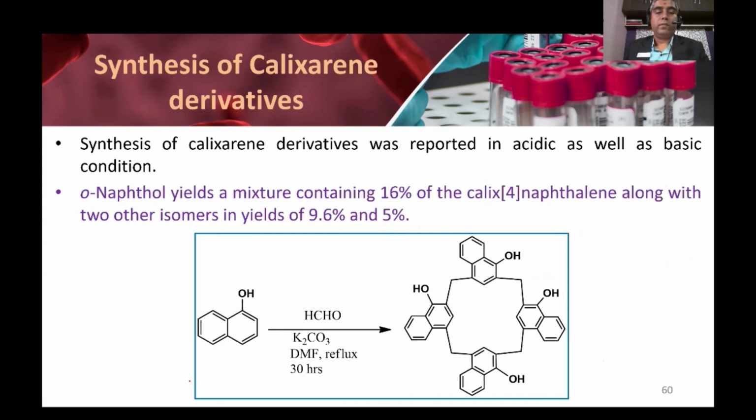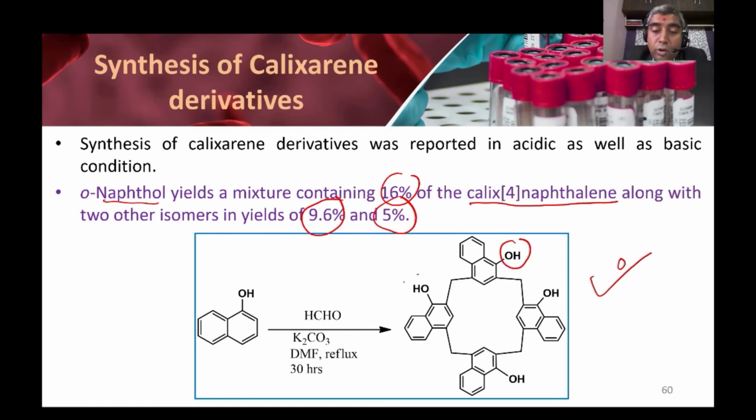Synthesis of various calixarene derivatives. The synthesis of these calixarene derivatives was reported in acidic as well as basic conditions. This is a synthesis of calix[4]naphthalene. Ortho-naphthol yields a mixture containing 60% of calix[4]naphthalene, along with two other isomers, 9.6% and 5%. So what are the isomers? We can see here the orientation of this hydroxyl group differs, and then we get a different isomer.